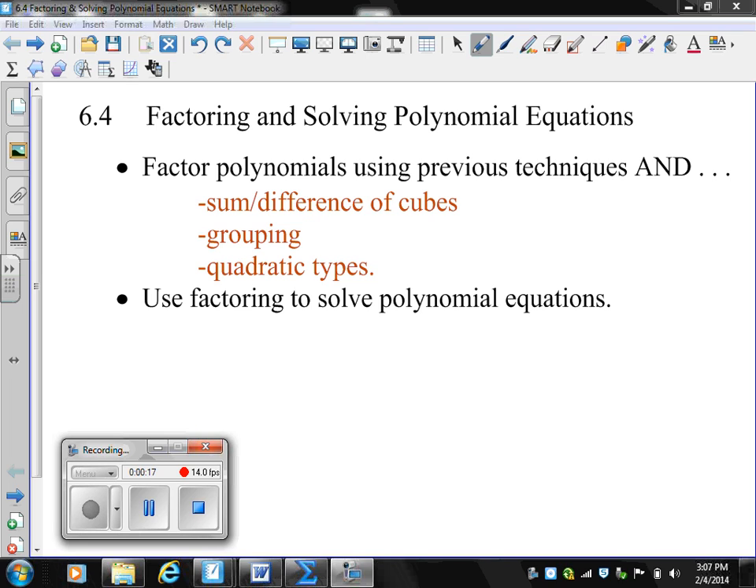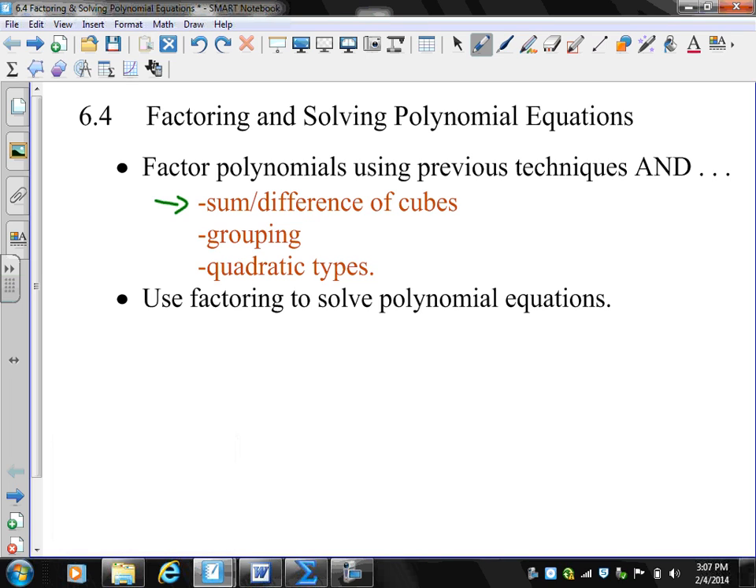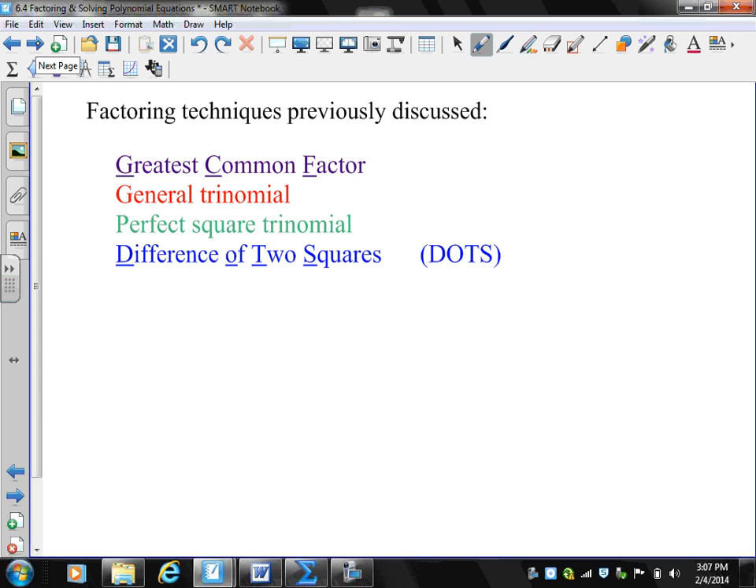Also, you're going to learn about the sum of cubes and the difference of cubes. You're going to learn about grouping, about quadratic types or quadratic forms, and you'll also be able to use factoring to solve polynomial equations. Okay, so a quick review of previously discussed techniques.